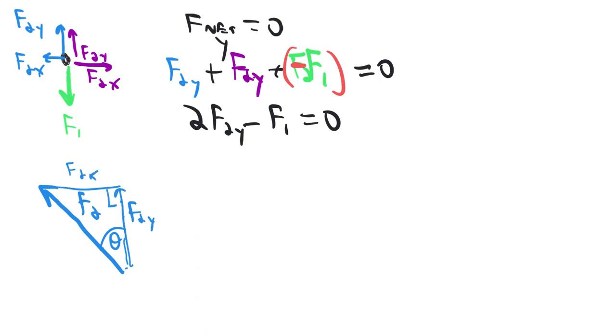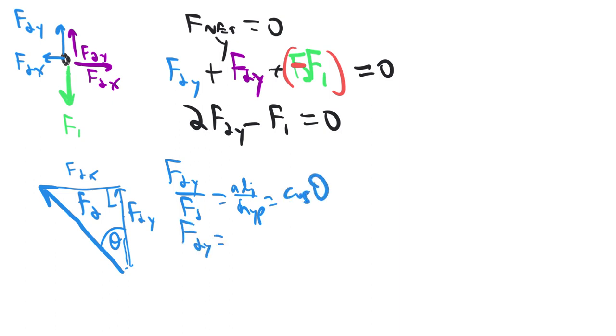So we have that F2y over F2 is the adjacent side over the hypotenuse, which is the cosine of the angle we want. So F2y is F2 cosine theta. All right, that allows us to go back up to that previous equation, and we can now write that equation as 2F2 cosine theta minus F1 equals 0.